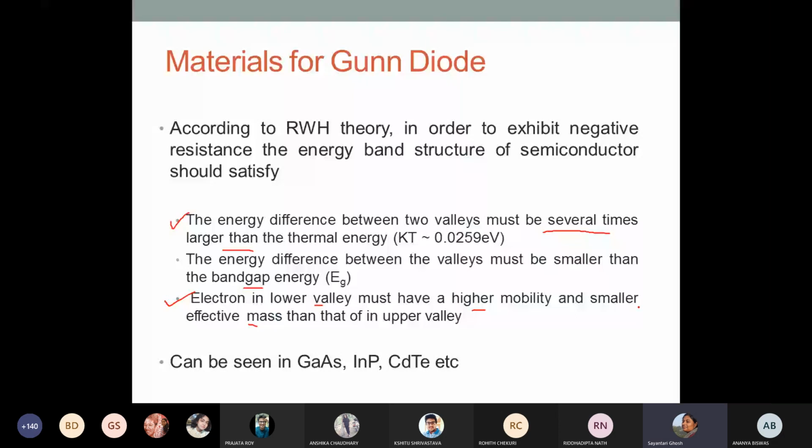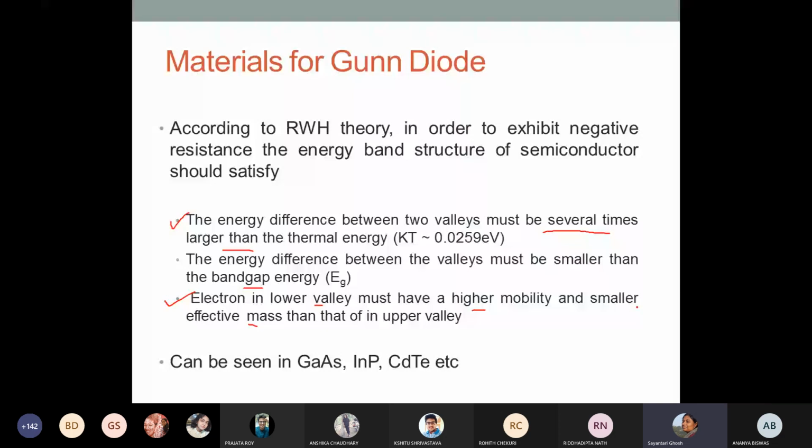This is why we have to be very particular to choose these 3-5 elements like gallium arsenide, indium phosphide, and so on. These have all the 3 key properties necessary to make a Gunn diode. According to the theory, these are the good candidates which satisfy all these categories. Energy difference between valleys must be larger than thermal energy, it must be smaller than the band gap energy, and the lower valley must have higher mobility. That's it. These 3 things we have to remember while choosing the material.